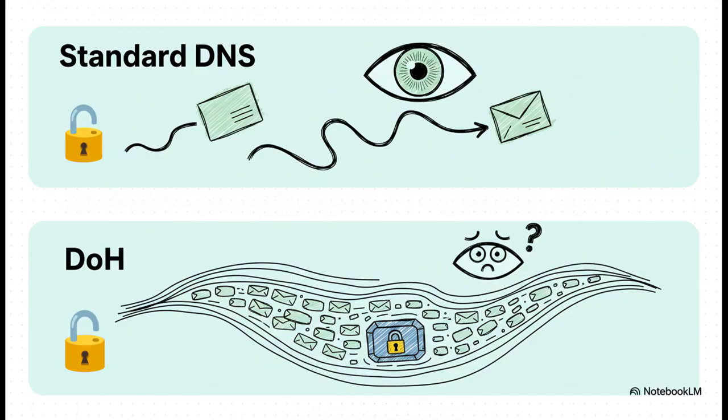So let's just break that down. With old-school standard DNS, your traffic is in plain text, totally visible to your ISP. With DoH, it's completely encrypted. But here's the real kicker. Because it's wrapped in HTTPS, your DNS requests just blend in with all your other normal web traffic, making it incredibly hard for anyone to even tell you're looking up a website.